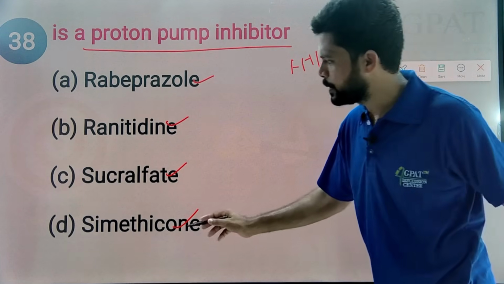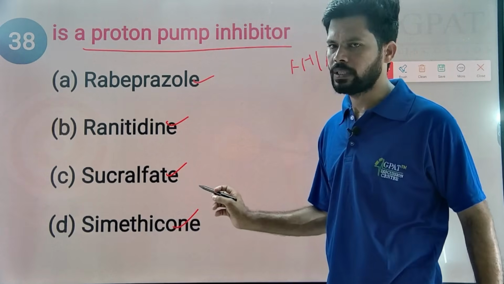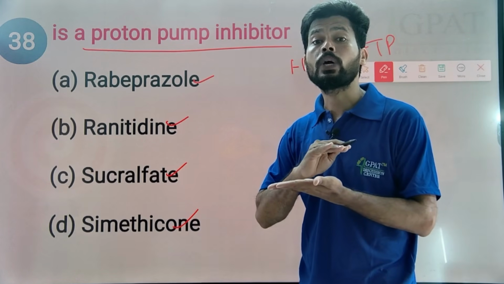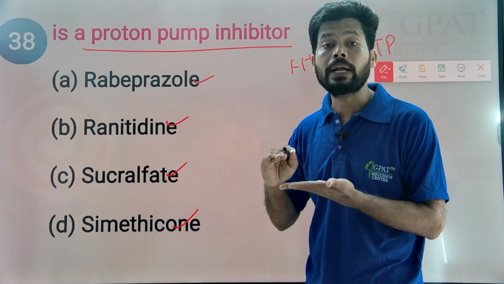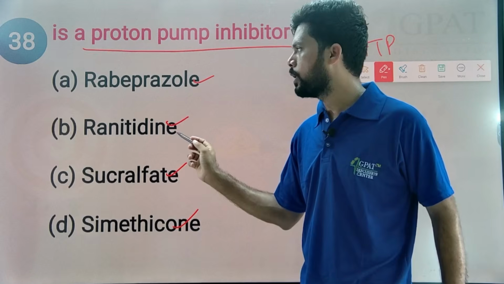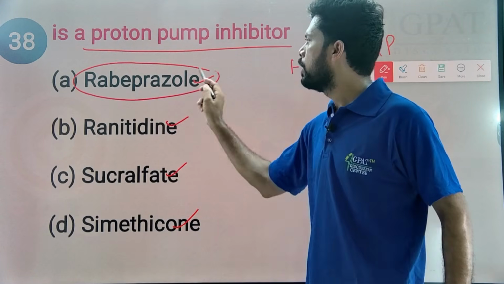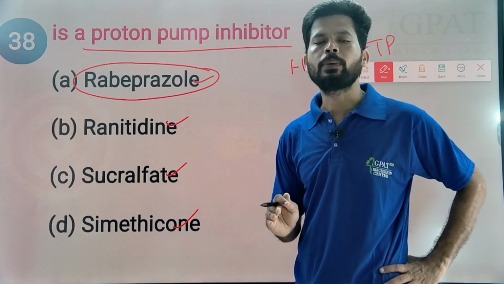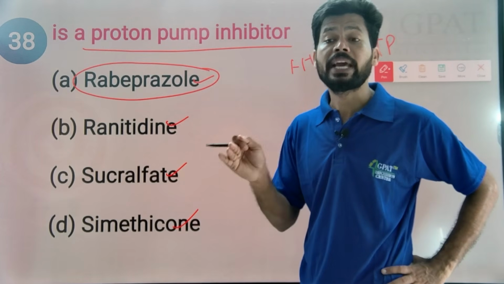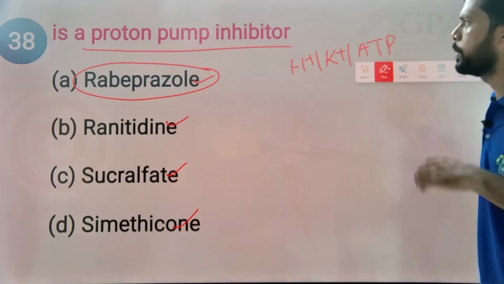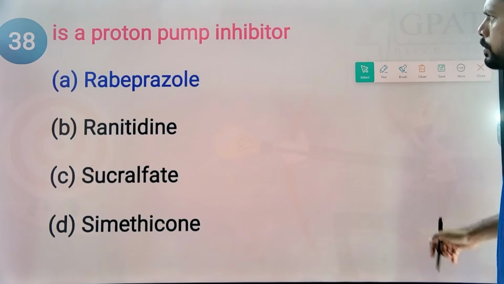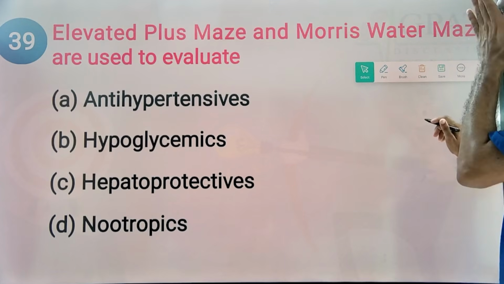Simethicone is one of the drugs used in the treatment of ulcers, and sucralfate, an ulcer protective agent, forms a sugar layer on the ulcer and prevents attack of HCl on the gastric walls. Ranitidine is an H2 blocker, and rabeprazole, lansoprazole and similar drugs are proton pump inhibitors. They inhibit the H plus potassium ATPase enzyme and decrease HCl secretion by 80 to 90%. Very good. Keep going. So the answer is option A, rabeprazole.